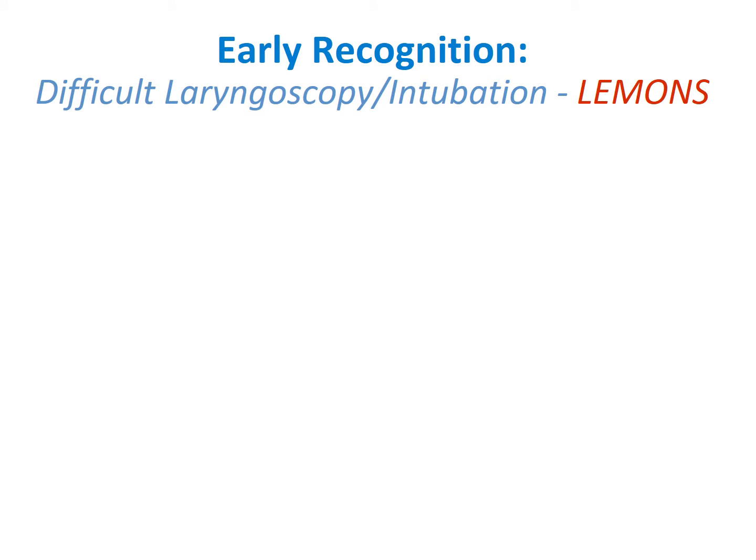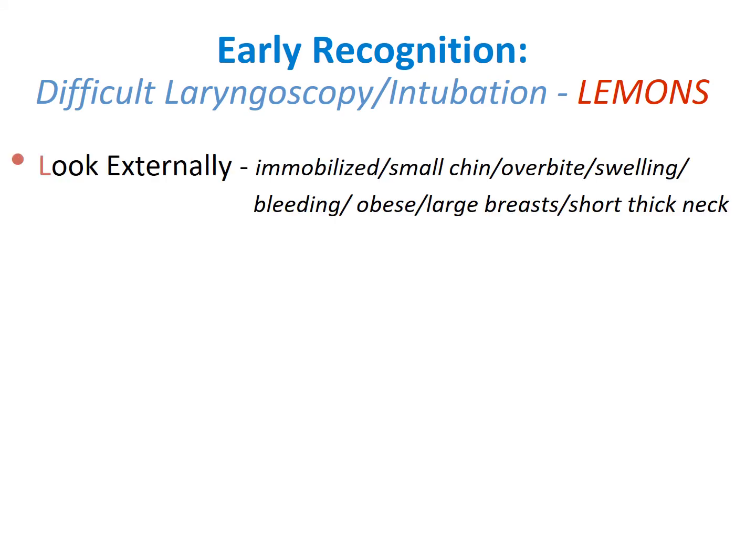What do we have for us? Well, the mnemonic is LEMONS. First thing is you want to look externally. Do they look immobilized with a C-spine collar? Do they have a small chin, an overbite? That's going to mean that you're going to have an anterior larynx. Is there swelling or bleeding present? That means you're going to have debris in the way.